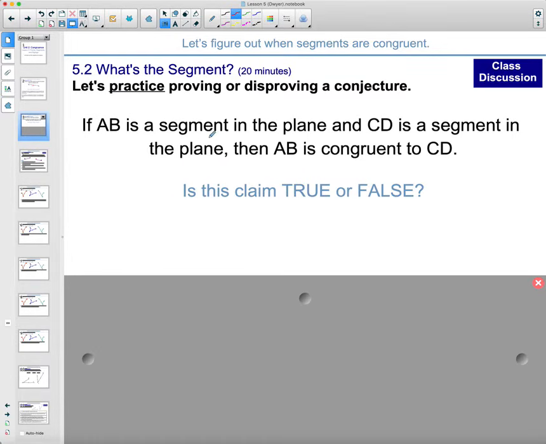So if we have a segment AB and we have another segment CD, is AB guaranteed to be congruent to CD? Again, prove this true by justifying it and explaining why it has to be true all the time, or disprove it by saying why it might fail in a case. And you could draw a counterexample to this as well. So pause the video, discuss that, come back.